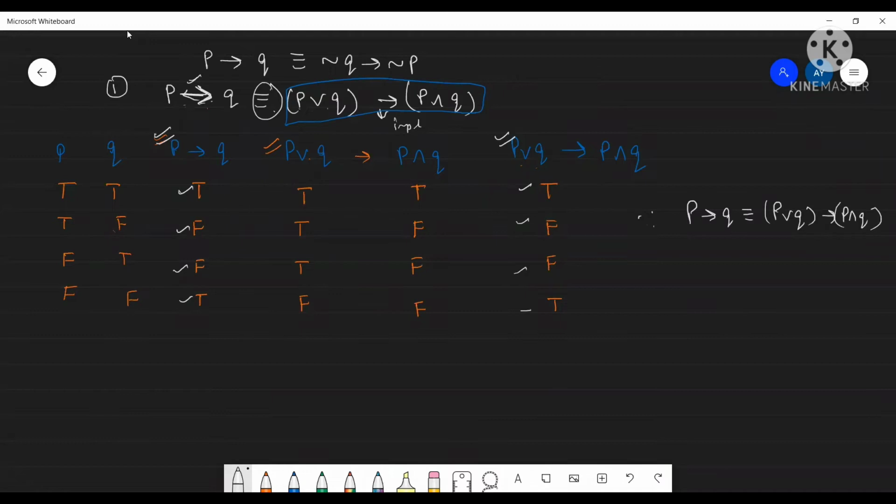Now, this is biconditional only. Now we'll see how to define this biconditional.